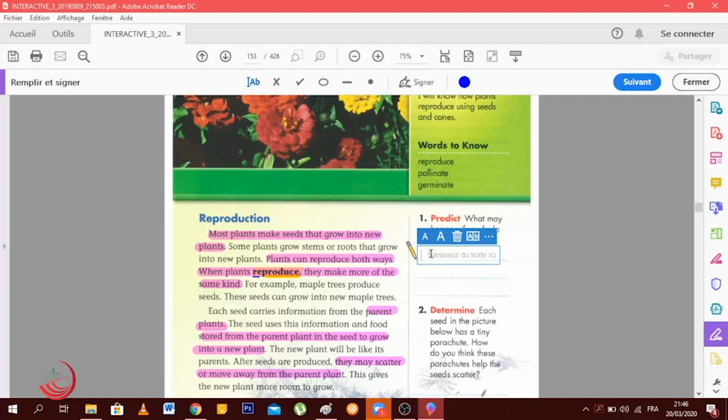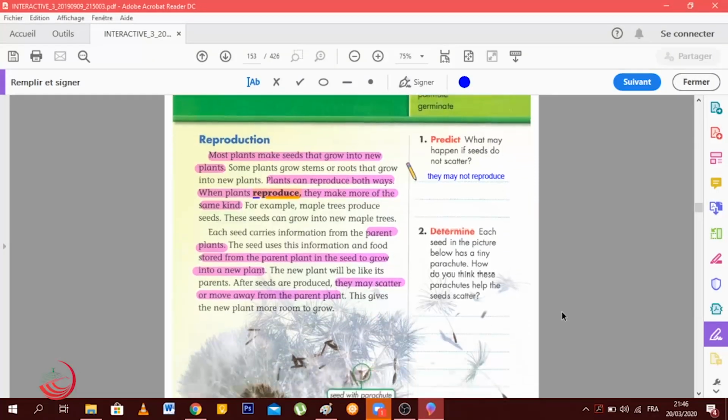And I remember in my book, like most of you guessed that if the seed did not scatter away, yes, it will not reproduce. Very good. So they may not reproduce. Let's go to question number 2.